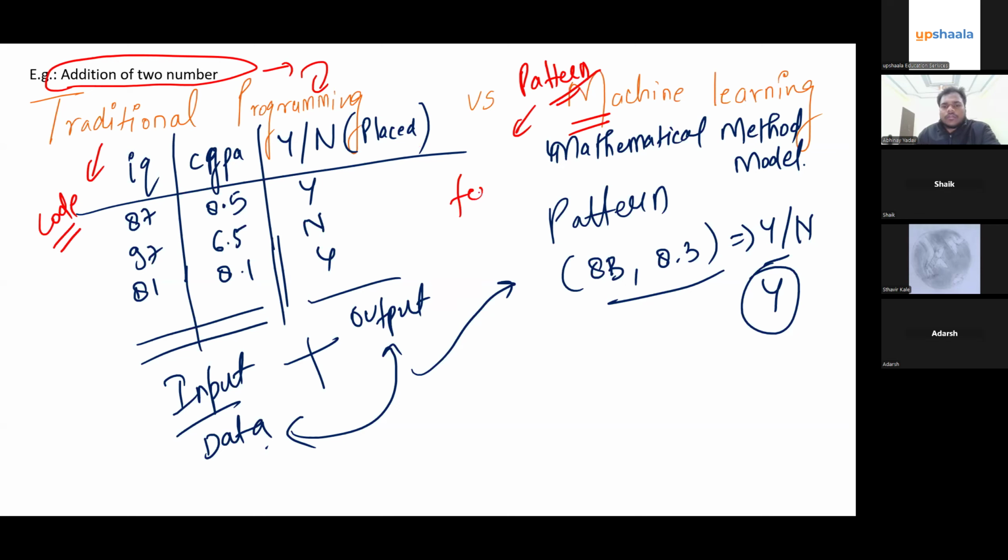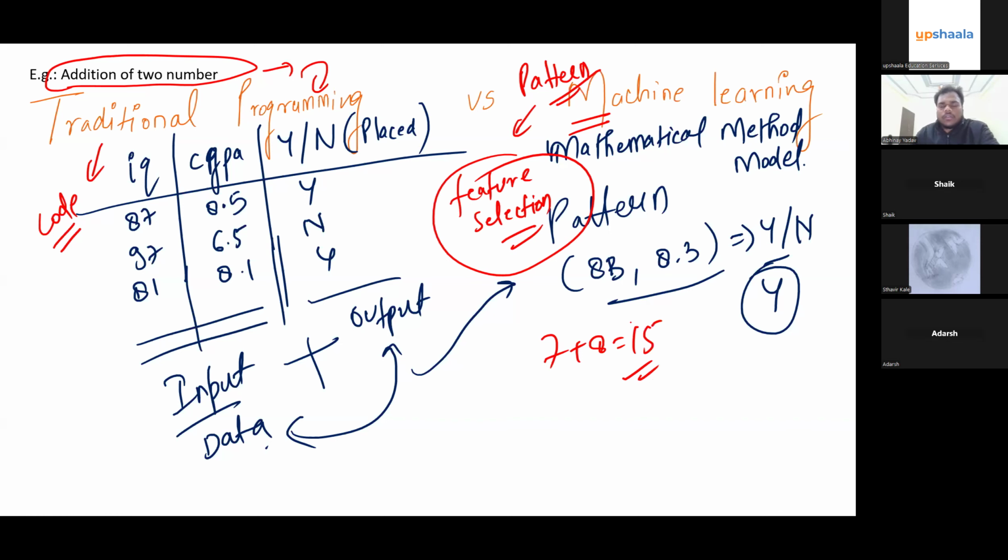Okay, this is something you can say the feature selection process will be done in this topic. On behalf of this, it will predict whether the student is placed or not, and what will be the value of 7 plus 8. That will give you 15. So that is the overall difference between traditional programming and machine learning.